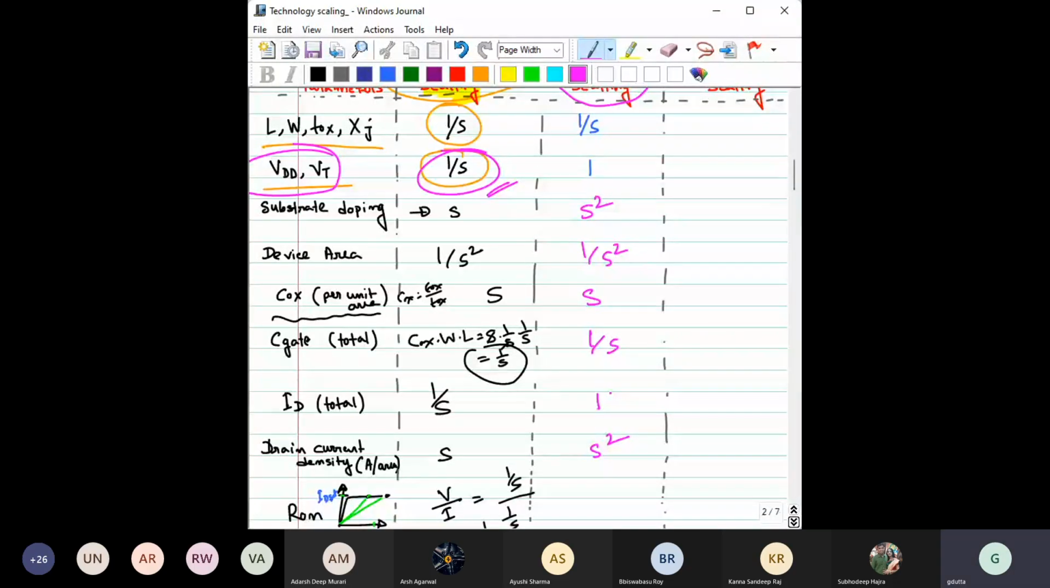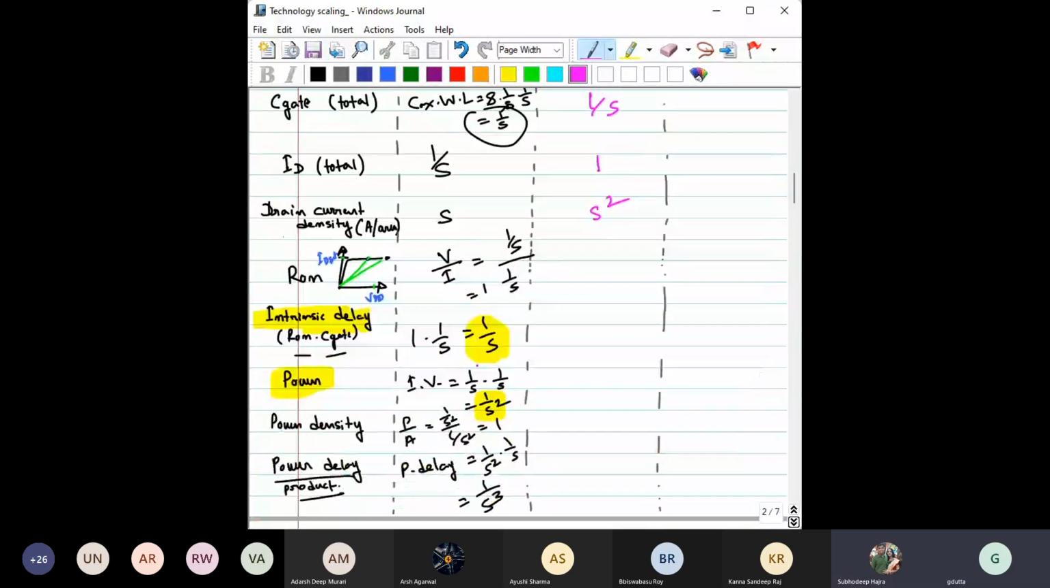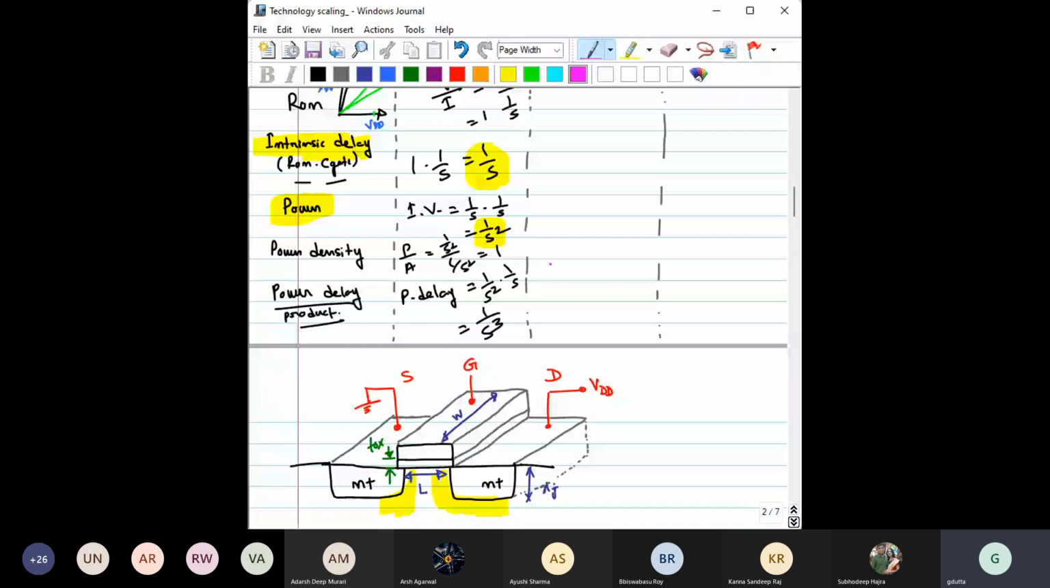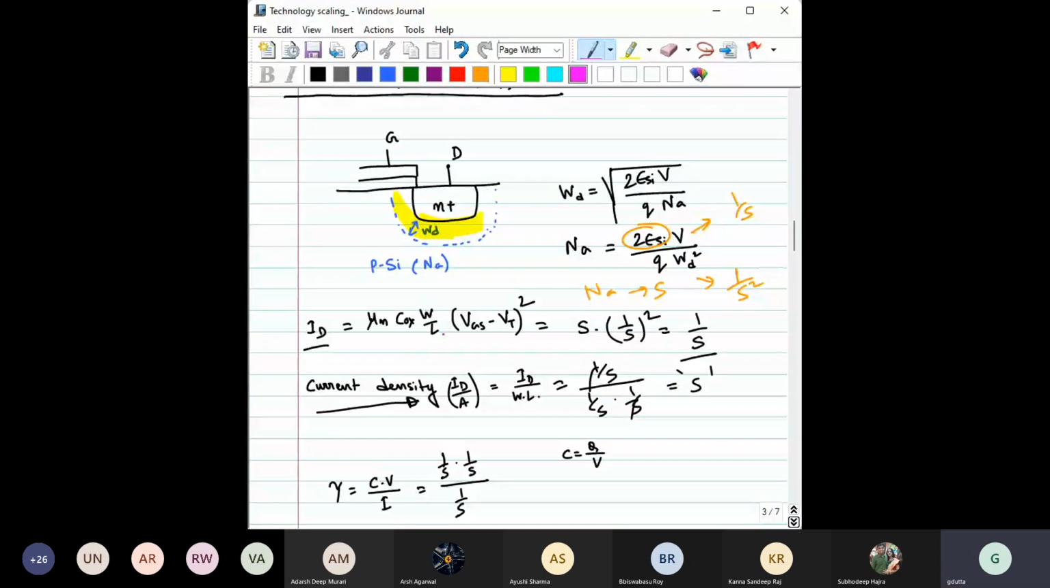ID will become S. Sir, ID becomes S. Fixed voltage scaling, should it be? ID becomes S? Because Cox increases by S. True. So W by L is constant. VGS minus VT is constant. Okay, let us see that. So here Cox increases by S. W by L is this one. So it becomes S.